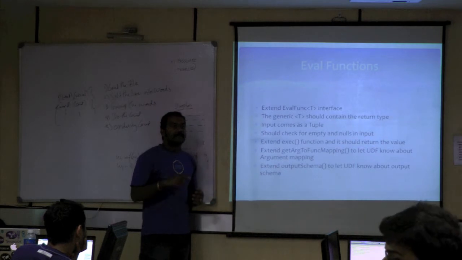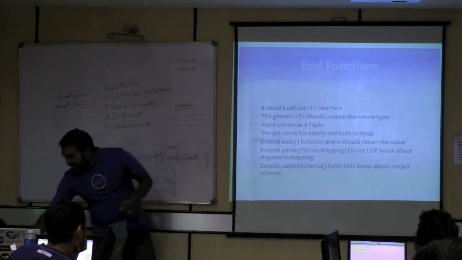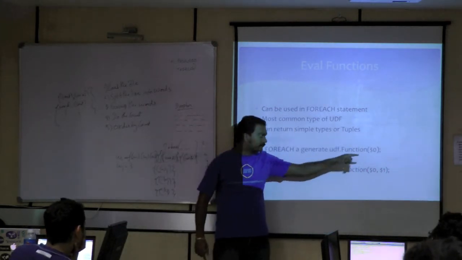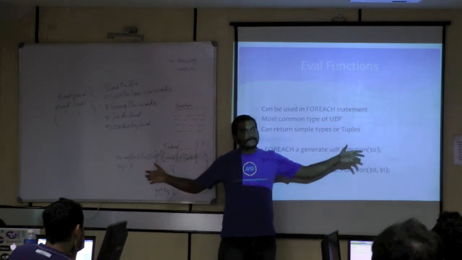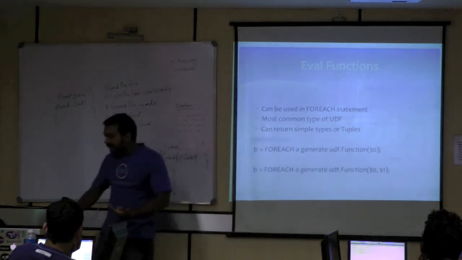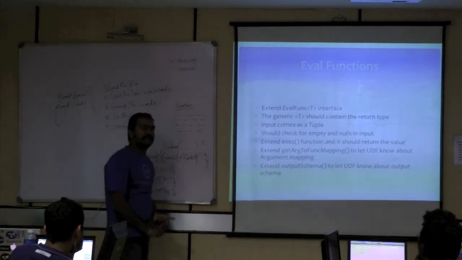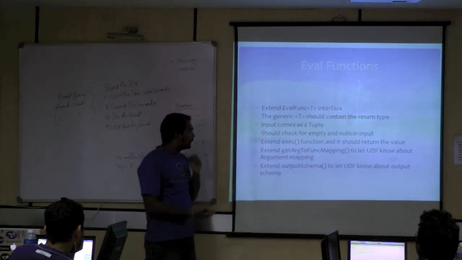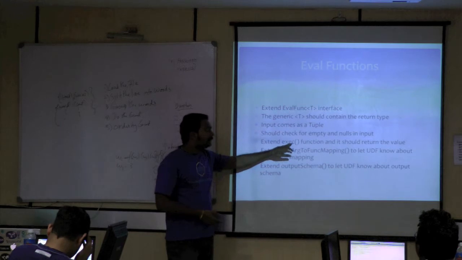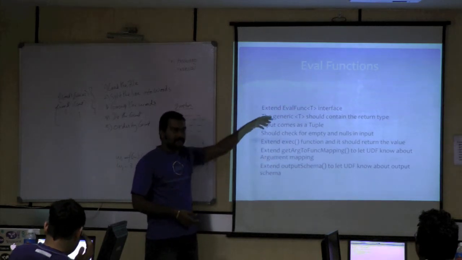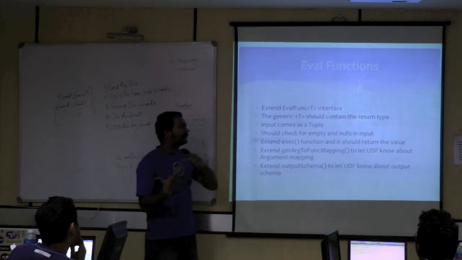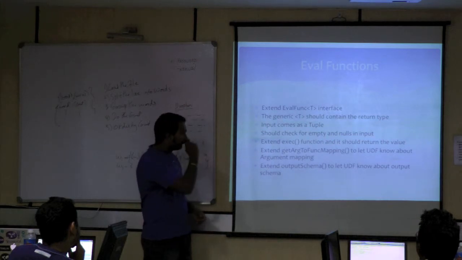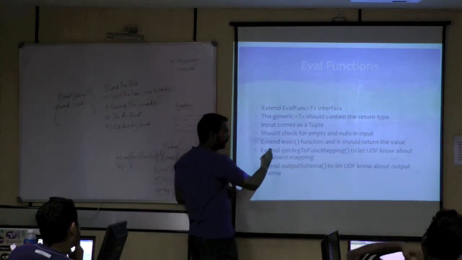You should remember this. Even though you are going to pass only one column, as in the previous example, or you are passing two columns, all of that is put into a tuple, and you will get the input as a tuple. So you need to do your custom validation there. Find out whether the tuple is passed properly and check for empties, nulls and all that. And then there is a function called exec, which you should extend, that is in the interface. That function should return the actual value which you wanted to return. These two are optional.